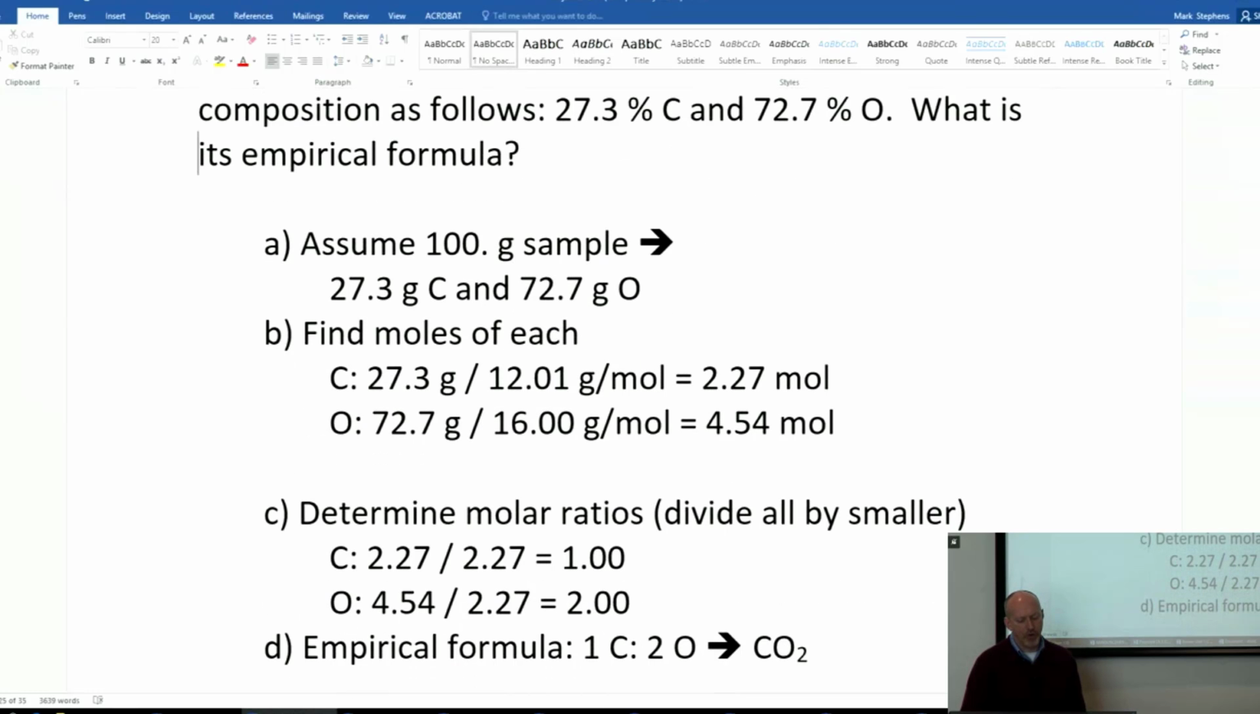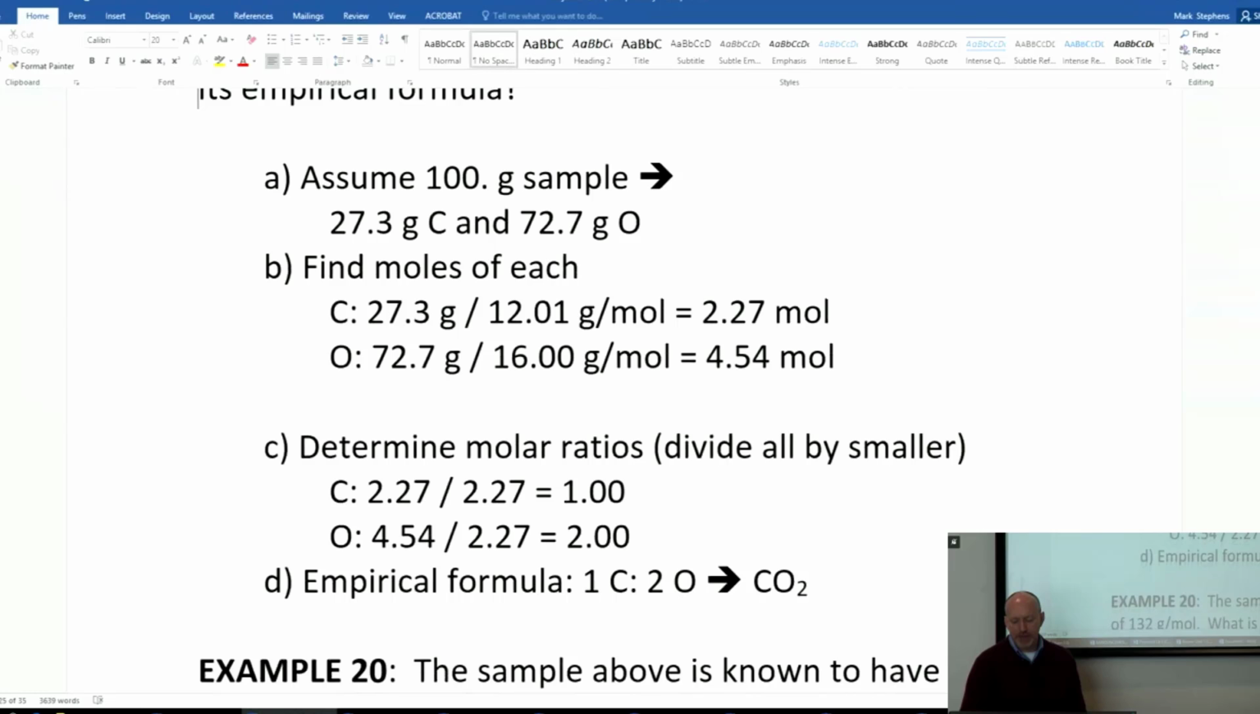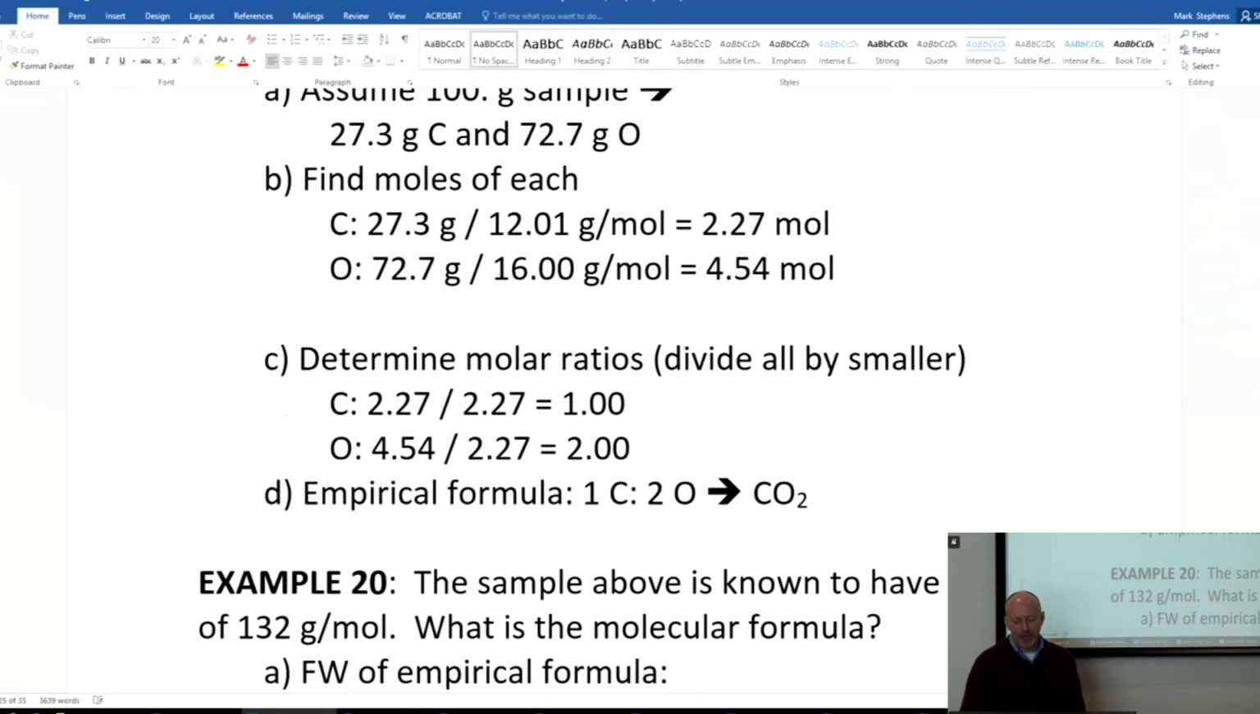That's the empirical formula. Now, sometimes a compound is not an empirical formula. Sometimes it's a real compound, it's molecular, and it exists at a higher level. So the sample above, CO2 that I got from empirical, is known to have a formula weight of 132 grams per mole. So this is the real formula weight that comes from an outside source, some kind of experimental activity. So what is the molecular formula of this material?